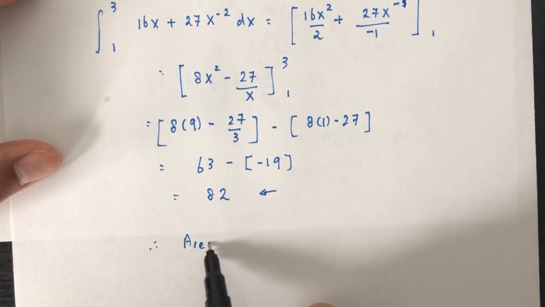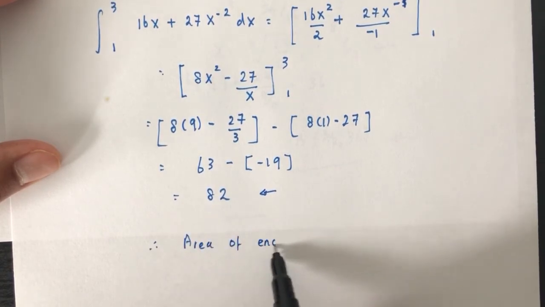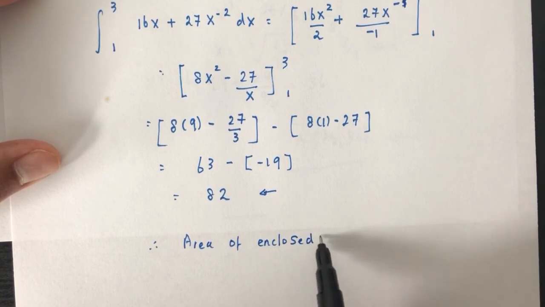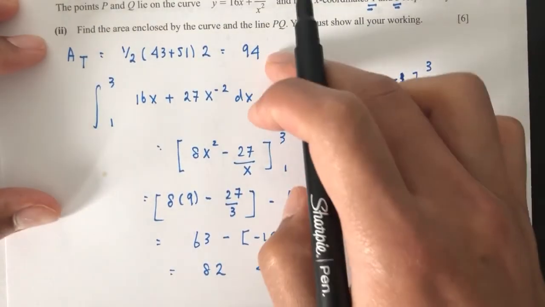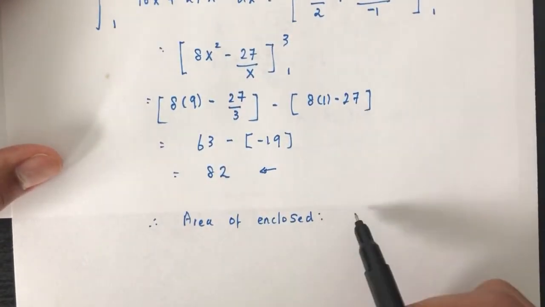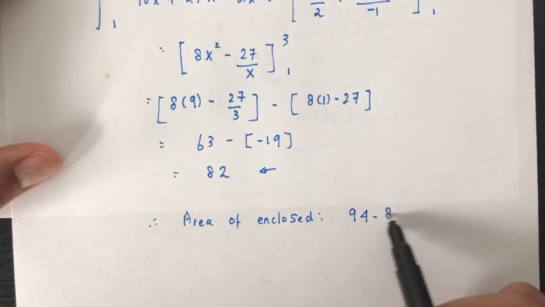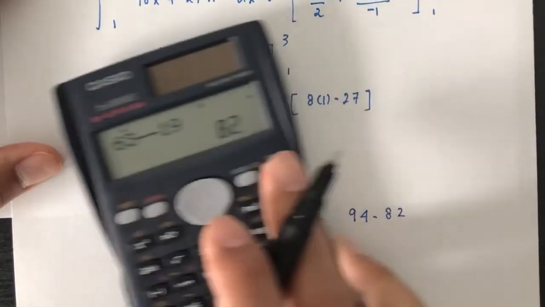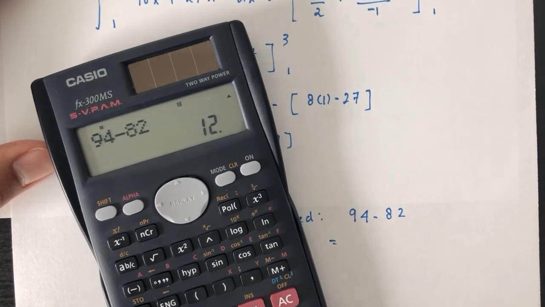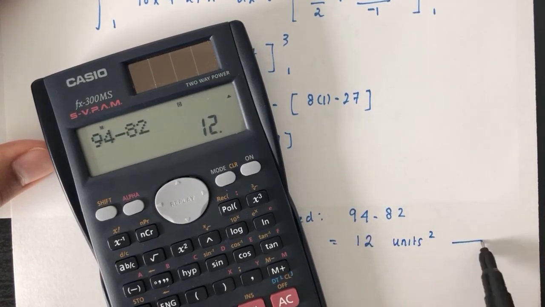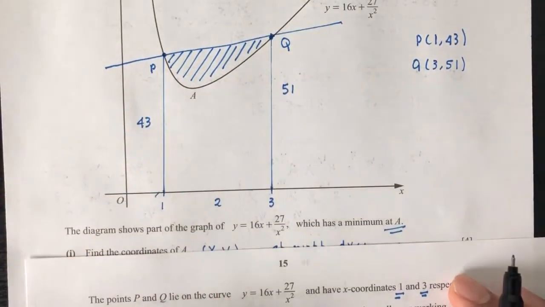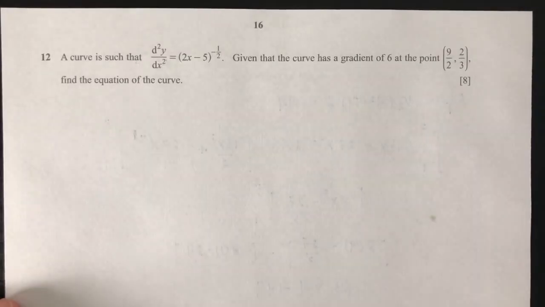Area of the enclosed region will be area of trapezium minus area under the curve. So 94 minus 82, that should give me 12. So the answer will be 12 units square for the area that is enclosed by this line and the curve. So this is question number 11. Okay, so let's move on to question number 12.